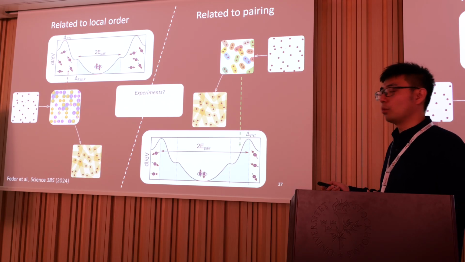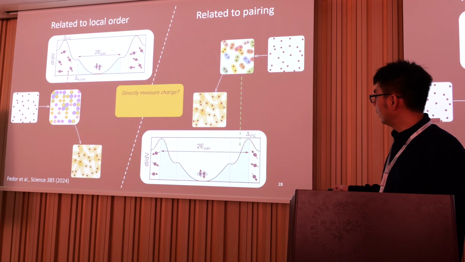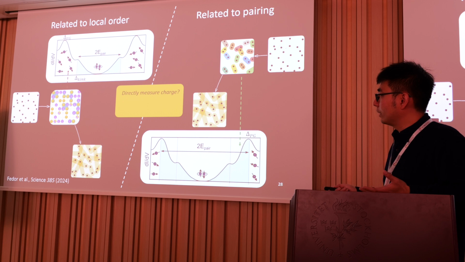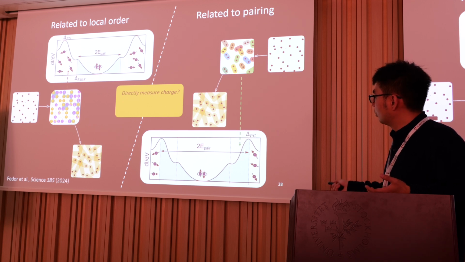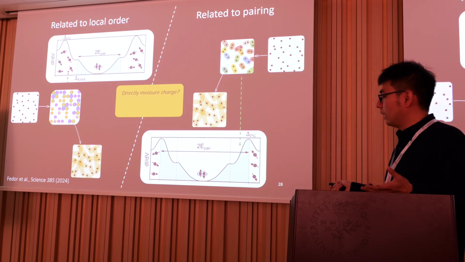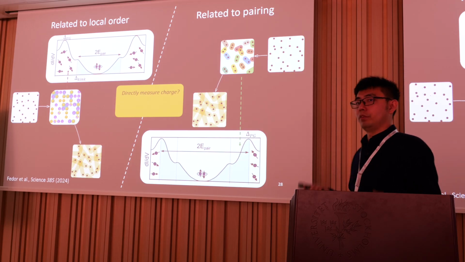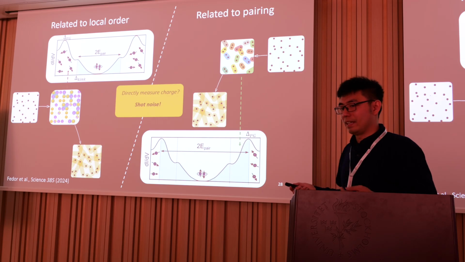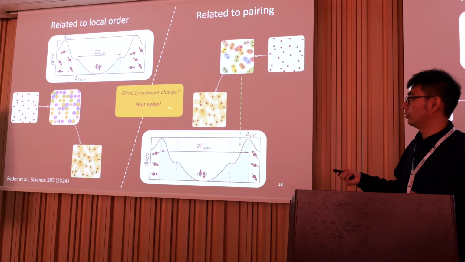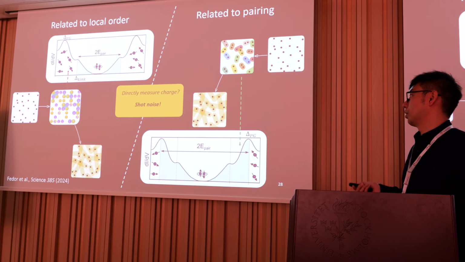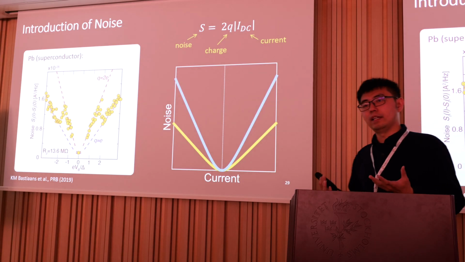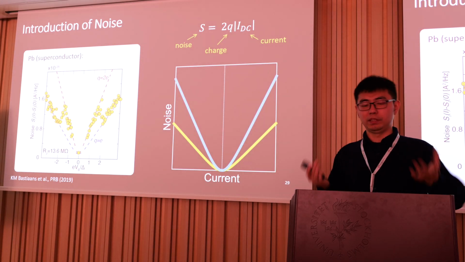But if we can find a way to directly measure the effective charge, we can know this very clearly. Because if you can measure the Cooper pairs here, it means you have preformed pairs. But if you cannot, it means you don't have preformed pairs. And as I said, the shot noise can help us. Shot noise can measure the effective charge, and it can solve this problem. So we can try to use our technique in the shot noise.